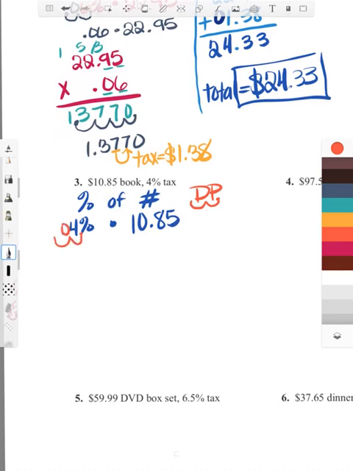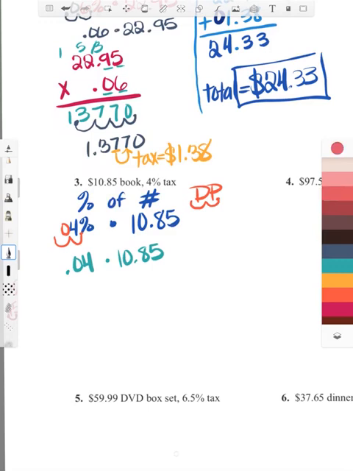I have a gap here, so I'm going to put a 0 in that place. So now I have 4 hundredths times 10 and 85 hundredths. So now we're going to go ahead and multiply. All right, so we're going to multiply 10 and 85 hundredths times 4. So first thing I'm going to do is, well, actually, since we're multiplying, we don't have to line up our decimals here. We could just go ahead and start multiplying, which is the best part.